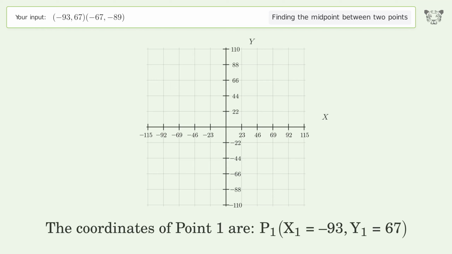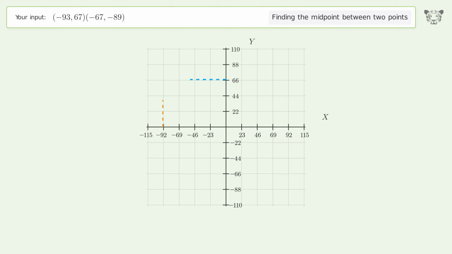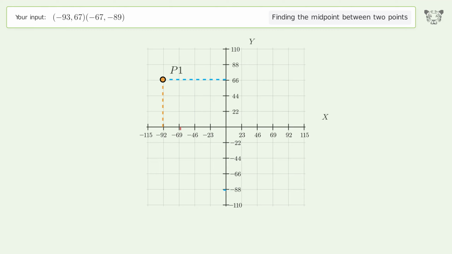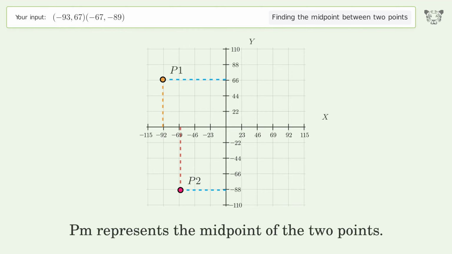The coordinates of point 1 are x1 equals -93, y1 equals 67. The coordinates of point 2 are x2 equals -67, y2 equals -89. PM represents the midpoint of the 2 points.